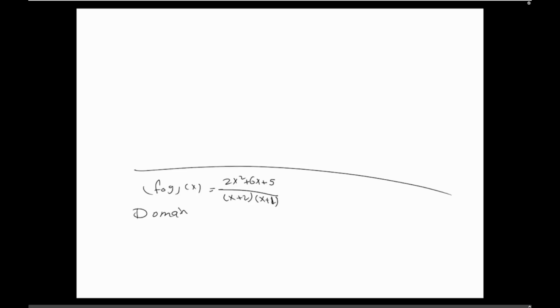So when does our denominator get 0? It gets 0 when x equals minus 2, because minus 2 plus 2 gives us 0, and we also get 0 when x equals minus 1. So we're gonna say the domain is all x's such that x doesn't equal minus 2 and minus 1. So this is our domain, and this was the function that we found.